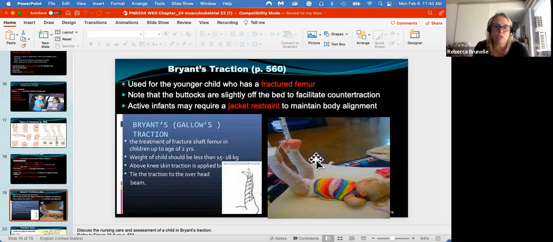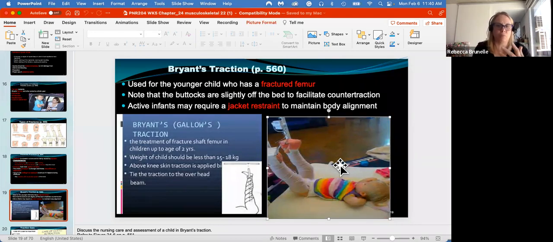So Bryant's traction is for under the age of 2, and you can see this little kid here. This is probably a femur fracture, and they are pulling the legs up to realign the bone. This is a form of skin traction, because they're connecting the waist and everything to something that goes on the outside of the skin, versus pin traction, where they put a pin into the bone. These are younger children, they don't weigh that much, so instead of putting something in the bone, they wrap the bone with gauze on the outside, and that's what gets connected to the weights.